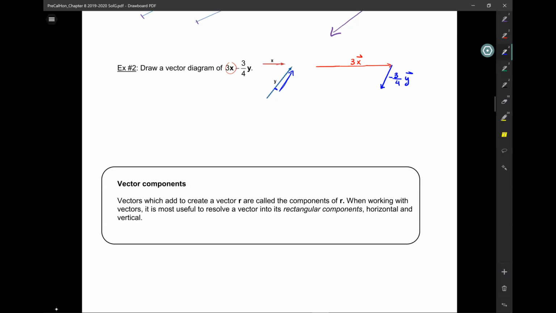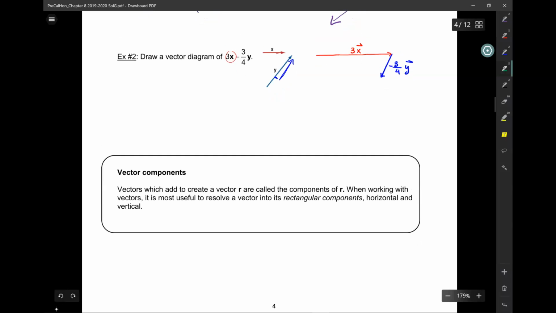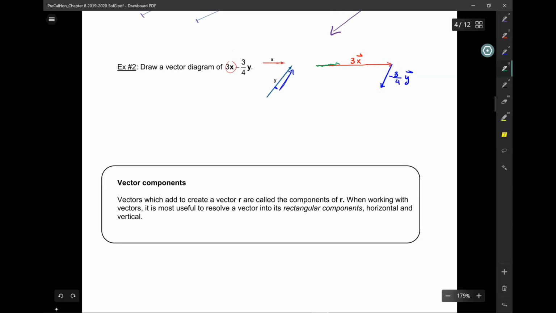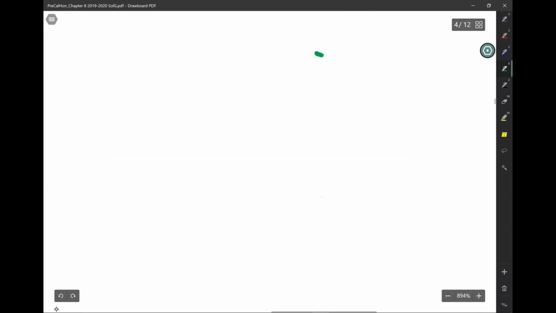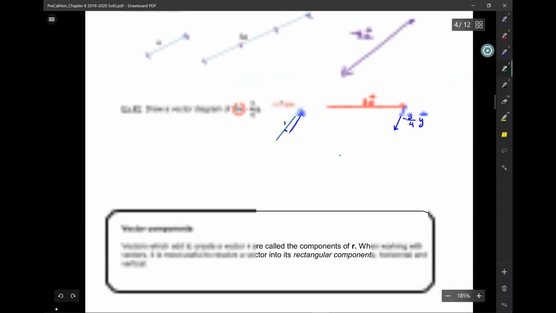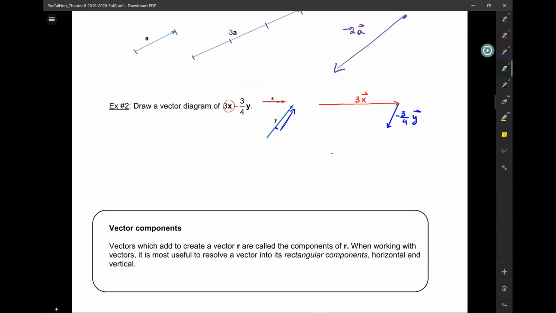All right. So now what would the resultant look like here? Oh my gosh, I can't. It won't let me draw. Okay. It doesn't want me to draw the resultant. It must not be allowed today. Let's see.